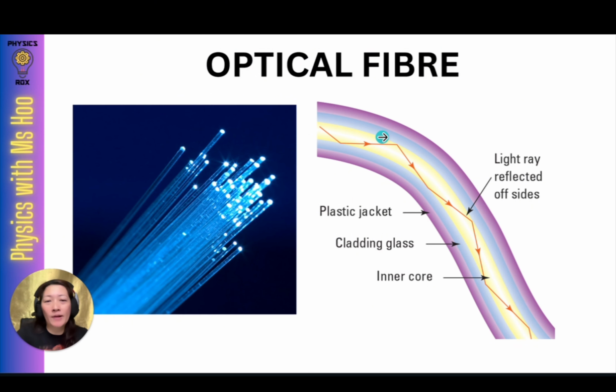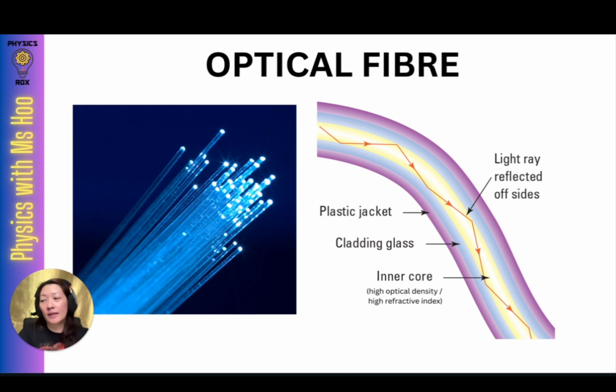Because of its very high refractive index or very high optical density, the light ray tends to undergo total internal reflection, and there will be very little loss of data. And that's also why optical fibers can provide such high-speed internet communications. So I'm just going to add that note that the inner core must have high optical density or high refractive index so that total internal reflection can happen easily.